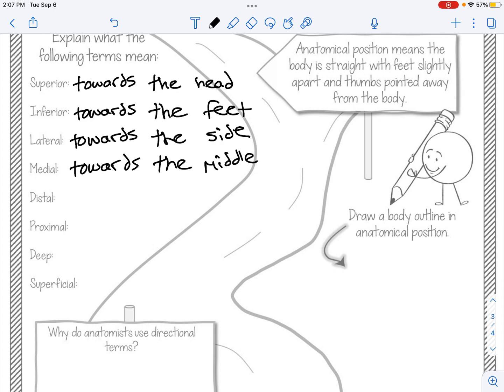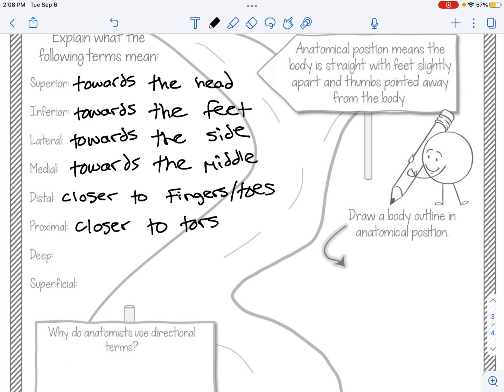Distal and proximal are kind of hard. I think they're the hardest ones to kind of get your head around. Distal means toward the ends of your hands or legs, whereas proximal means closer to the point of attachment, closer to your torso. We'll say closer to, well, let's say fingers and toes. Proximal will be closer to your torso. There's lots of ways you could say it, but that's basically what we're talking about.